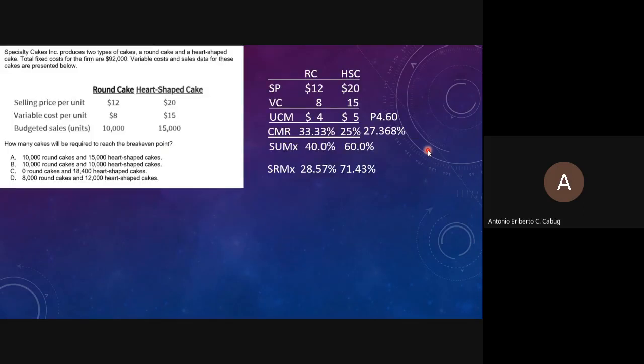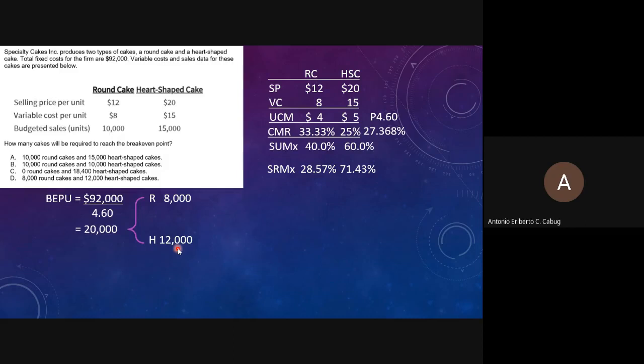Nice. So we'll now calculate the break-even point. Break-even point in units is the fixed cost divided by the UCM. Because this is multi-product, we use the weighted average. 92K divided by 4.6, 20,000 units. The breakdown would be 40% round shape, 60% heart shape. So 40% is 8,000. Heart shape is 12,000. There you go. This is the answer. Round shape, 8,000.